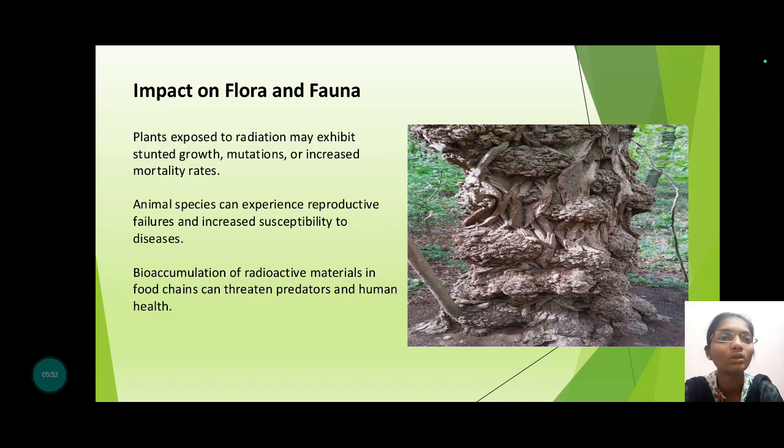Let us know what are the impacts on the flora and fauna. Plants exposed to radiation may exhibit stunted growth, mutations, or increased mortality rates. Animal species can experience reproductive failures and increased susceptibility to diseases. Bioaccumulation of radioactive materials in food chains can threaten predators and human health.